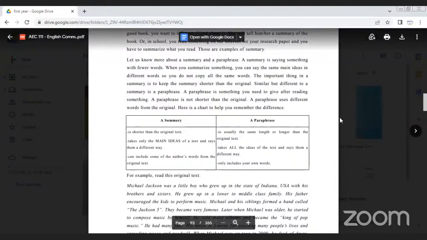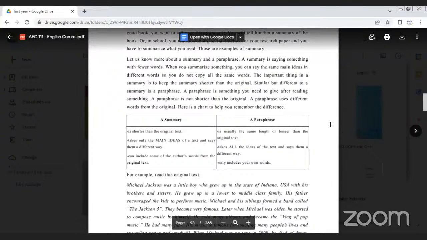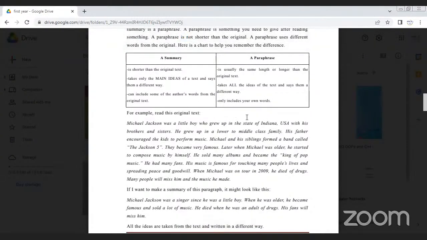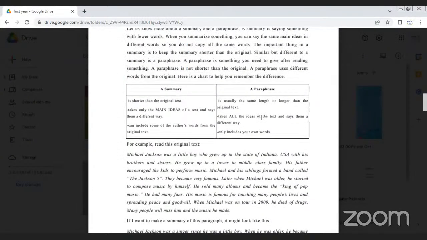Here is a chart to help you remember the difference. Here is summary writing and here is a paraphrase. Summary writing means what, students? It is shorter than the original text. It takes only the main ideas of the text and says them in a different way. Third point, it can include some of the author's words from the original text.